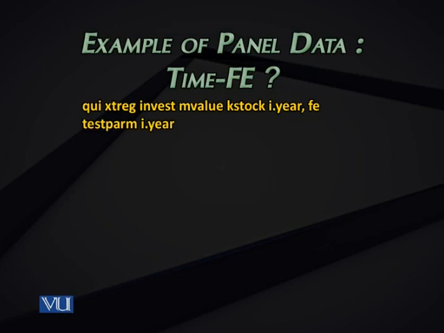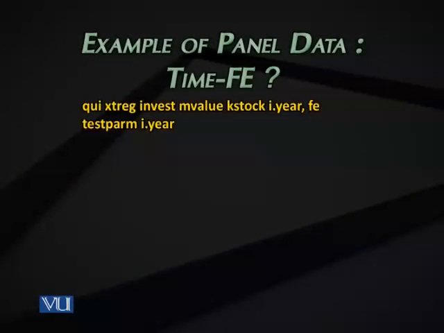So quietly means that you don't want to see the results of the regression because we are performing a test. I want to see the result of the test only. If you write quietly do something, the process will be performed. You will get the results, but they will not be displayed in the output window of Stata because we are not interested in the model presently. I am interested in the test. So I write quietly xtreg, dependent variable, independent variables, fixed effect, and then run a test.